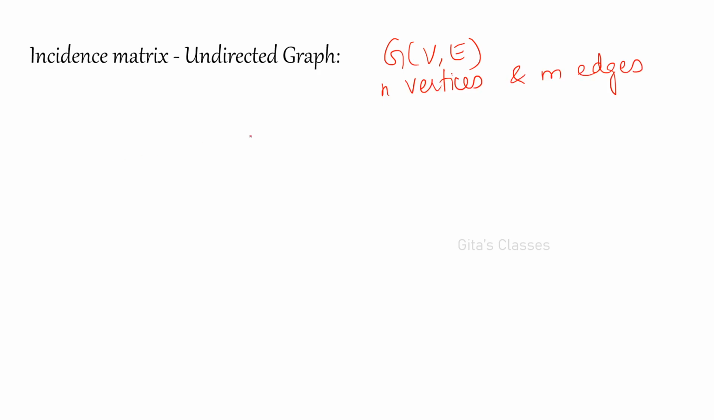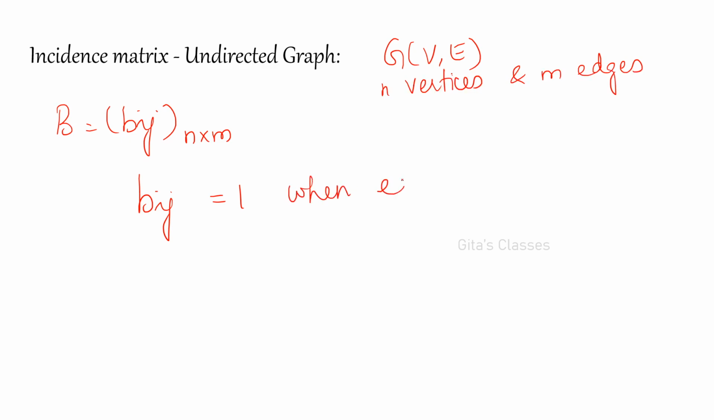All the edges should also be labeled. So the incidence matrix B is equal to [Bij], of size n by m, where Bij is 1 when edge Ej is incident with Vi.